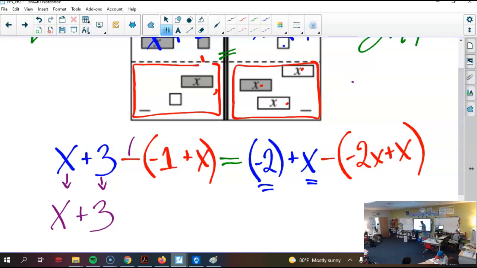So now, the opposite of negative 1. Or imagine when we drug this across yesterday. What happened? It became positive. Flipped and became positive.